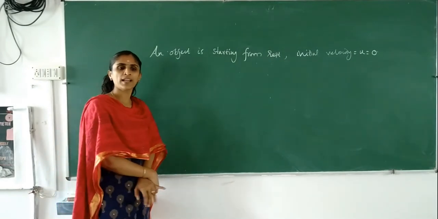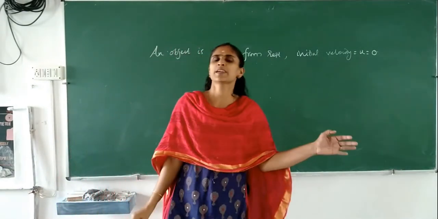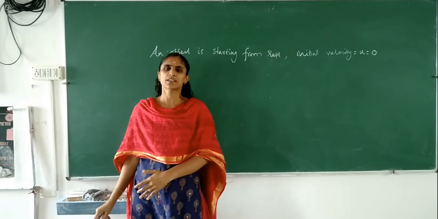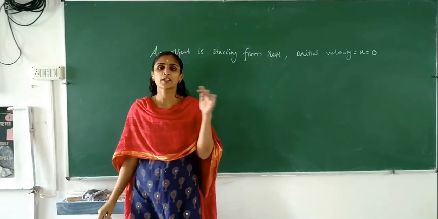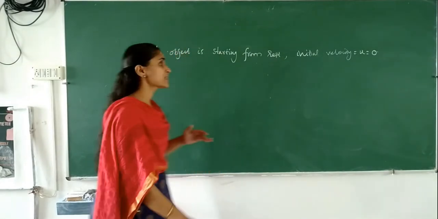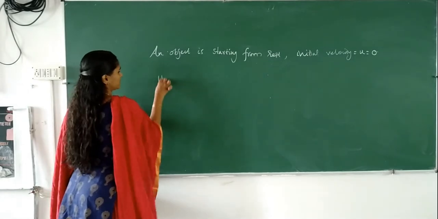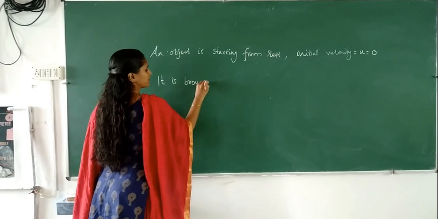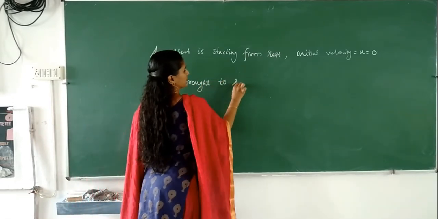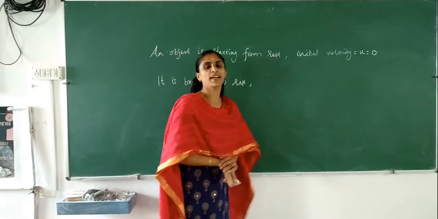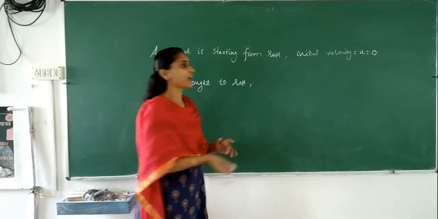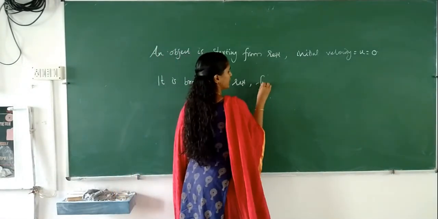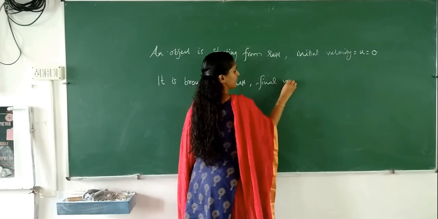And if it is given that an object is moving at a velocity of 100 km per hour, and it is brought to rest, so if it is mentioned that it is brought to rest, you can assume that the final velocity is 0.